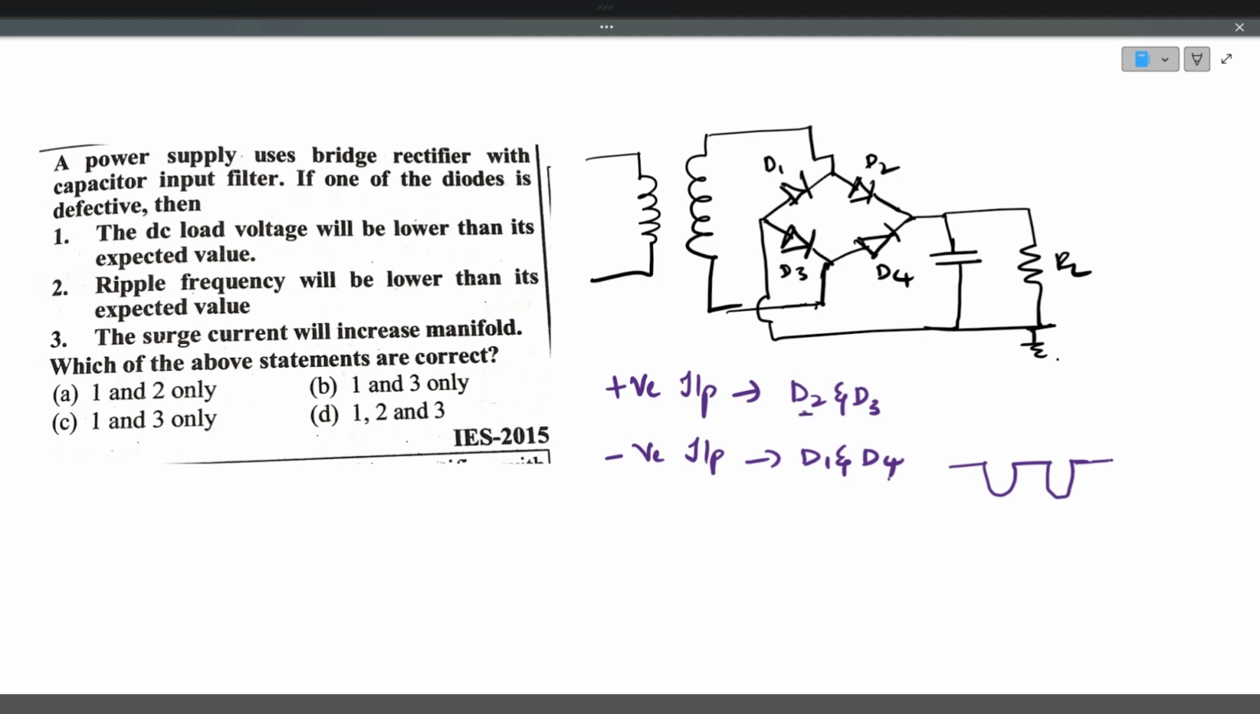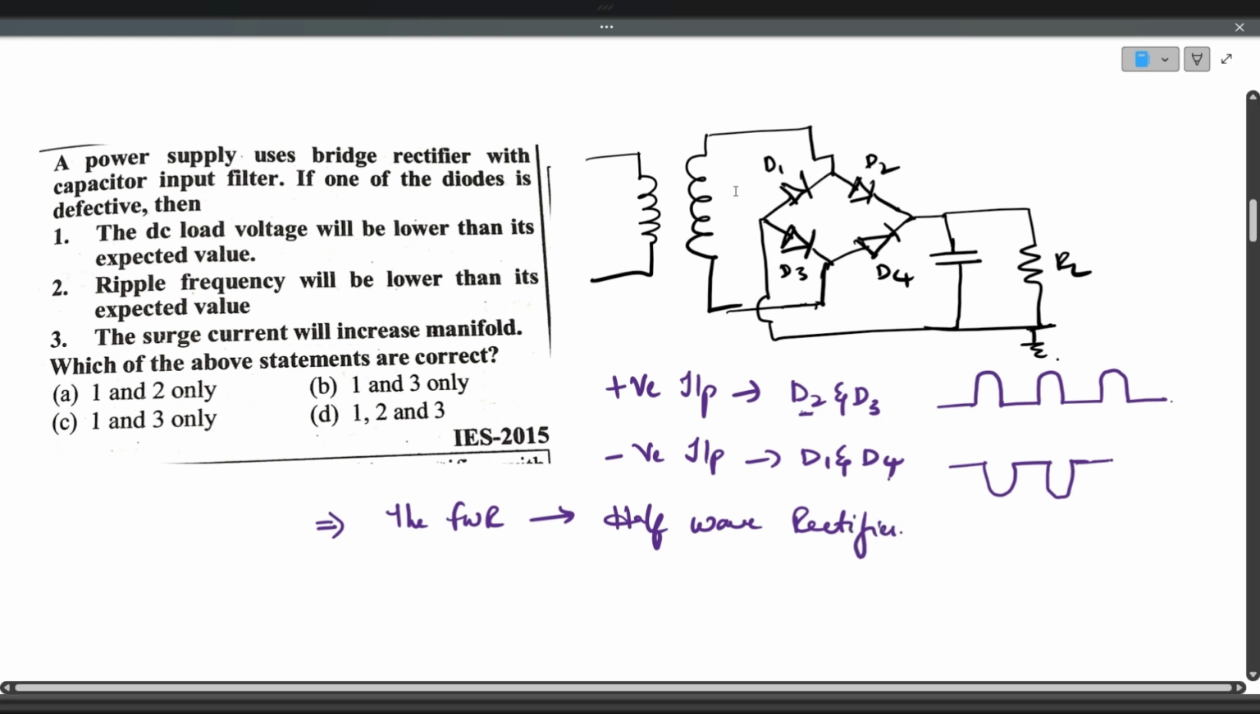Okay, when D2 or D3 fails, or if D1 or D4 fails, there will be only positive half cycles. There will not be any negative half cycles in the output. Means, in simple sense, if any one of the diodes fails, the full wave bridge rectifier will convert into a half wave rectifier. It acts like a half wave rectifier. It's very simple.